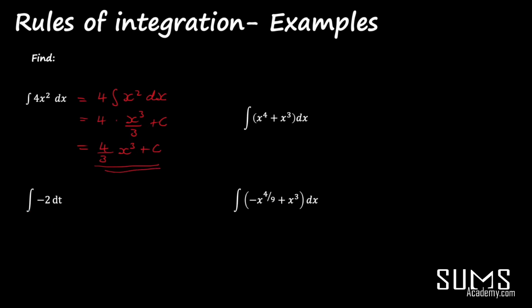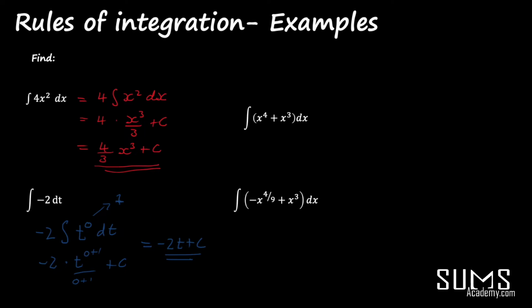So this question here, the integral of negative 2 dt, we can rewrite this as negative 2 times the integral, and what is here that we can't see is this t to the power of 0, which is equal to 1, which we usually can't see, and then we have dt. So this then becomes negative 2 times t to the power of 0 plus 1 over 0 plus 1, plus c. So that is just equal to negative 2t plus c.